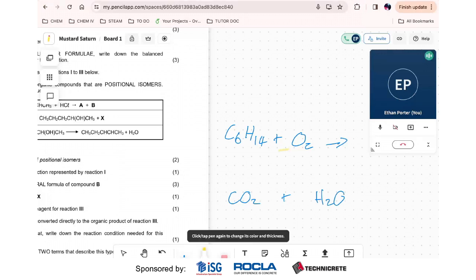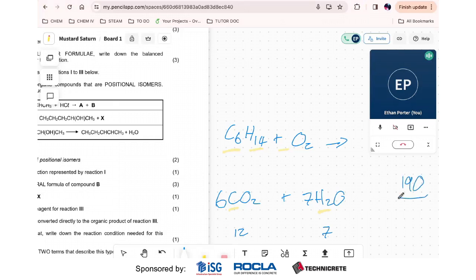The first thing to notice is we have 6 carbons, so there has to be 6 carbons on the right-hand side of the equation. So here we definitely have 6. And then we have 14 hydrogens, so there has to be 14 here as well, which means this is 7. Now, if we count the oxygens, this gives us a total of 6 times 2, 12, and 7 times 1, 7. That's 19 oxygens in total. Okay.